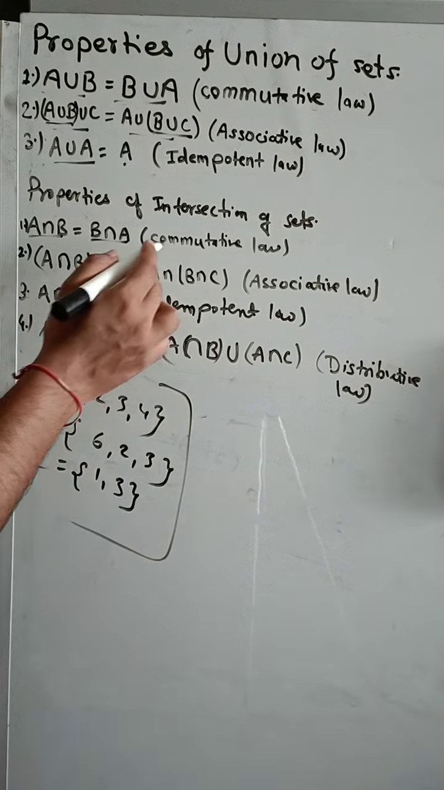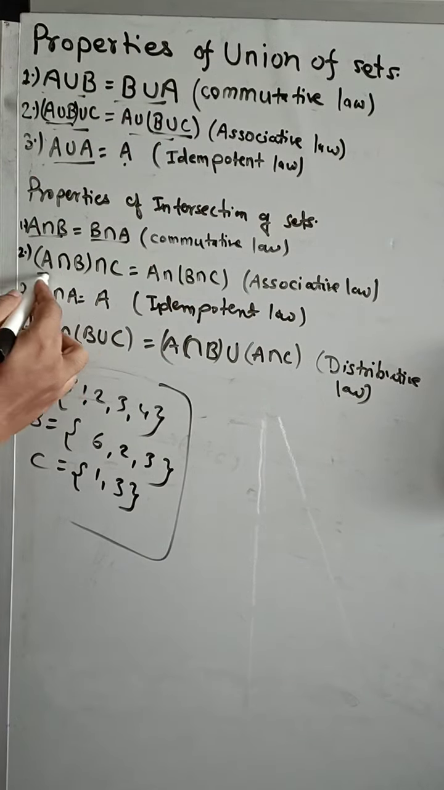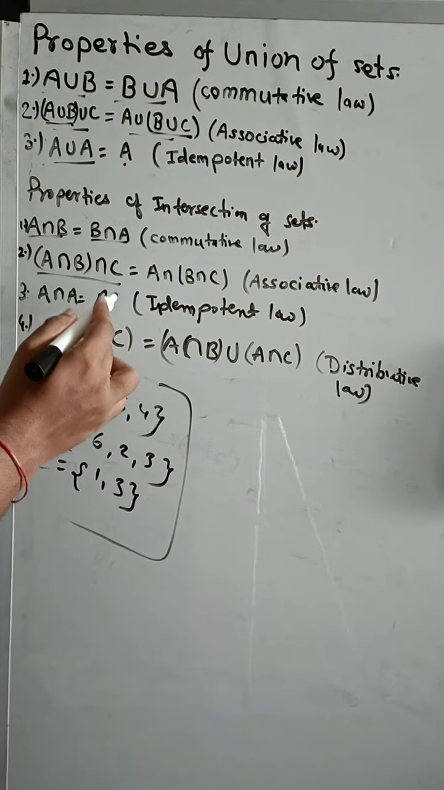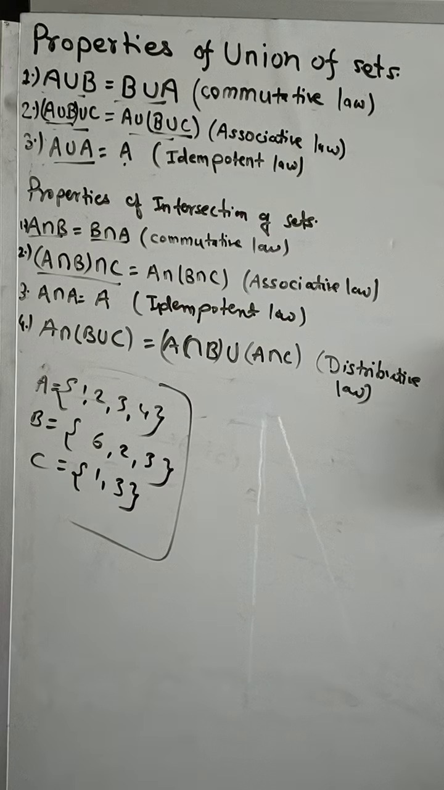Okay, that's similar to the properties of union. And then this one, A intersection B intersection C equals A intersection B intersection C. This one we have also understood in the associative law of union of sets. It's the same associative law in intersection of sets also, and the idempotent law will also be the same. But one new law here is A intersection B union C.